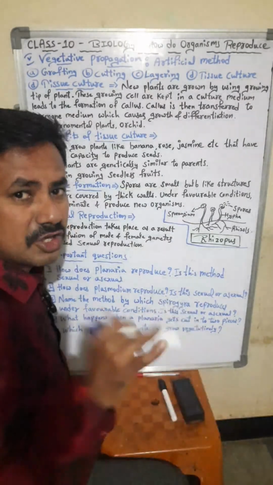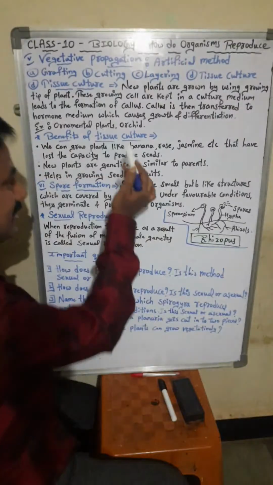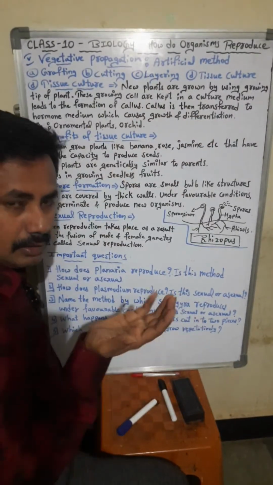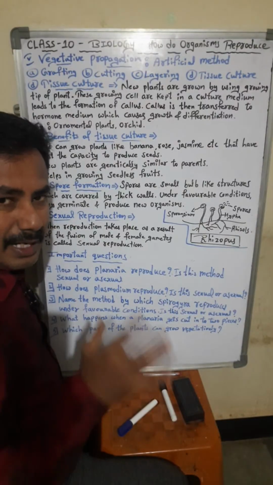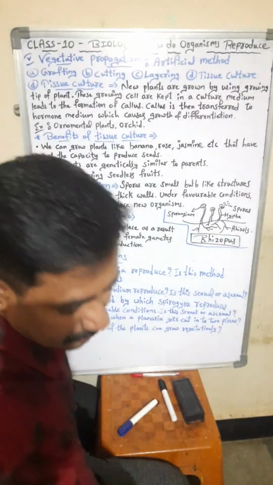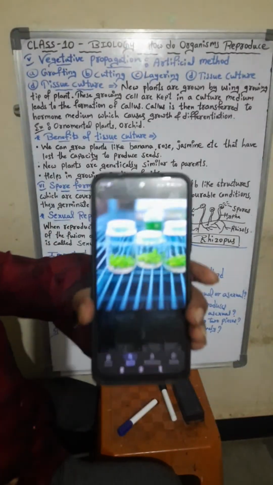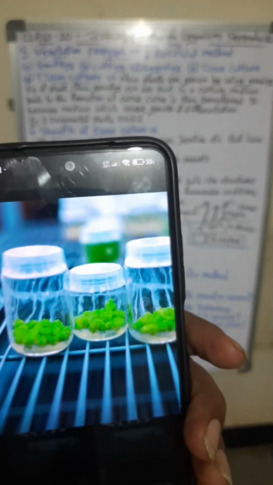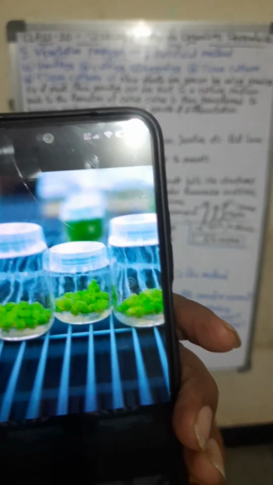What are the benefits of tissue culture? Let's continue with this one. Understood, everybody? Some ornamental plants will be there, and their growing region we have to take. Let's see, students, how this tissue culture is done. Are you getting it? Is it clear? You can observe the callus here. Is it clear?